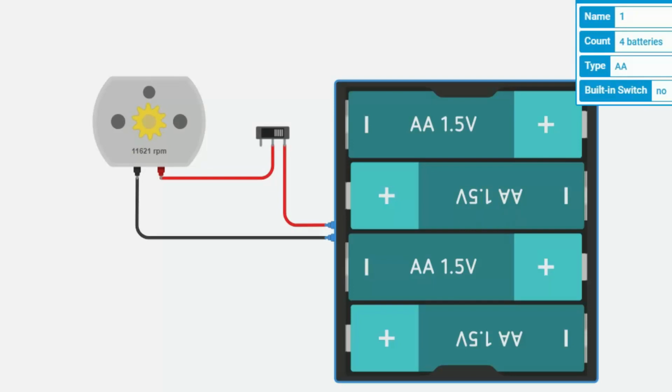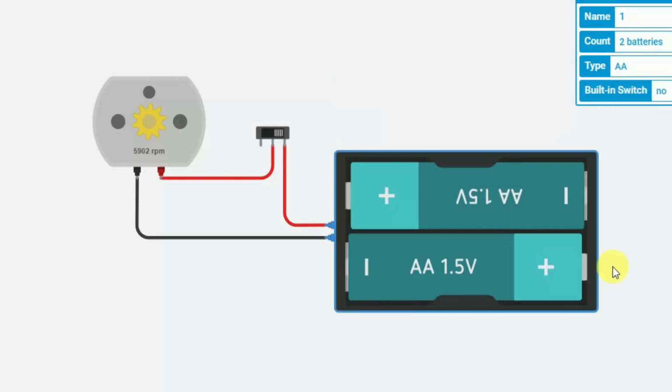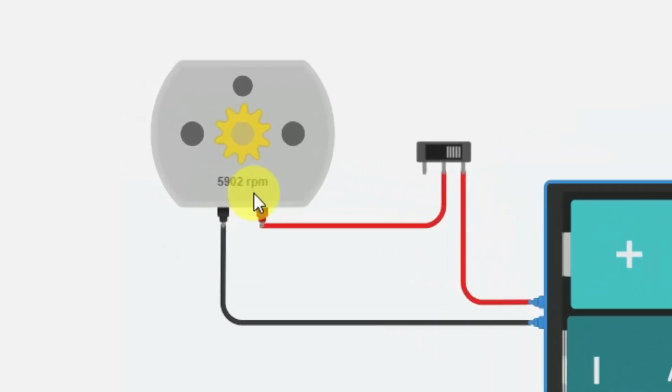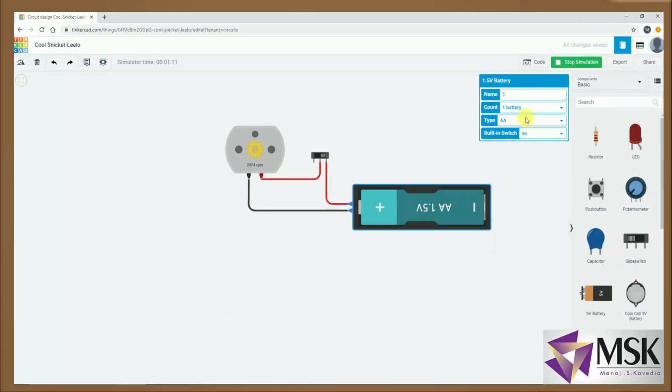Now if I reduce these to 2 batteries, so now voltage is 3 volts. So RPM is 2902. So voltage is reduced, current is reduced, RPM is reduced. And now again I'll come back to one battery. So this is how I can use the components for testing also and for learning also.